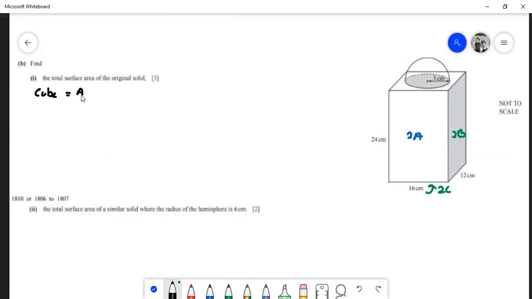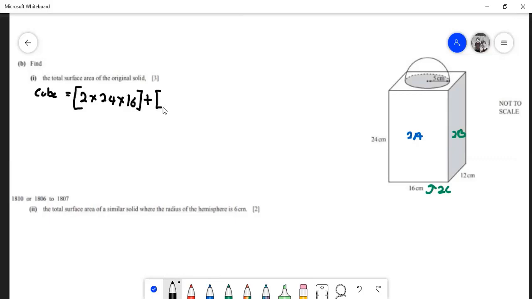So for the A part, I'll just read it out for you. To calculate A, it will basically be 2 times 24 times 16. It's not presented greatly there. So 2 times 24 times 16. This is part A.